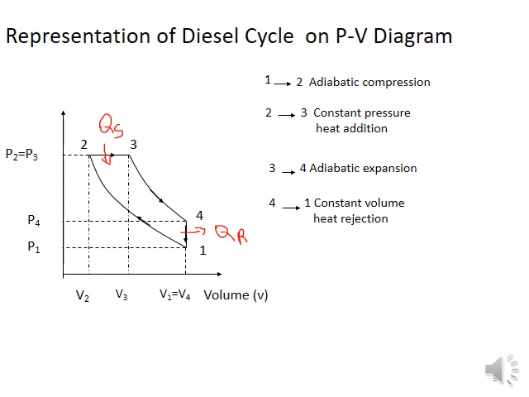1 to 2 adiabatic compression, 2 to 3 constant pressure heat addition, 3 to 4 adiabatic expansion, 4 to 1 constant volume heat rejection. Now we will study the working principle. Here 1 to 2 represents the adiabatic compression process. Here the air is compressed adiabatically, so the initial pressure at point 1 is P1, T1, and it increases to P2, T2.